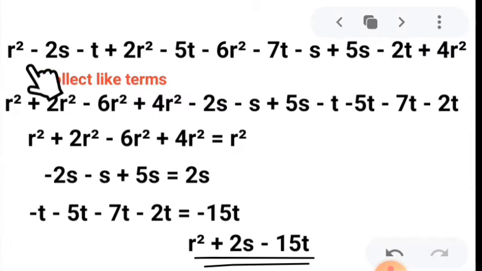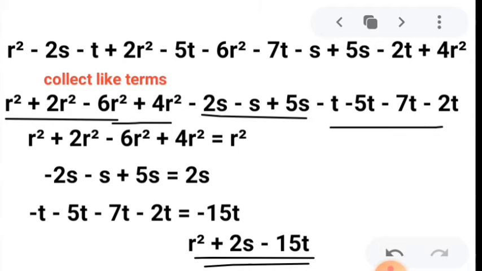Now we also have r raised to the power 2 minus 2s minus t plus 2r raised to the power 2 minus 5t minus 6r raised to the power 2 minus 7t minus s plus 5s minus 2t plus 4r raised to the power 2. We collect like terms together. As you can see, everything that has r raised to the power 2 is put together. We also have everything that has s, they are put together, and all that has t, they are brought together.